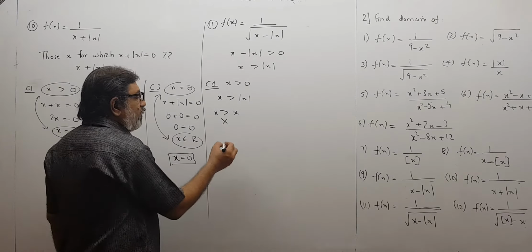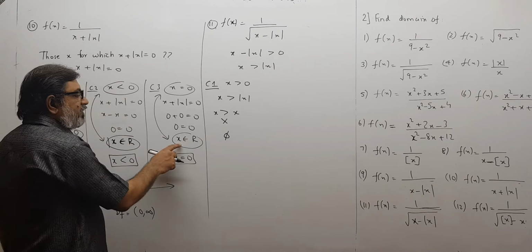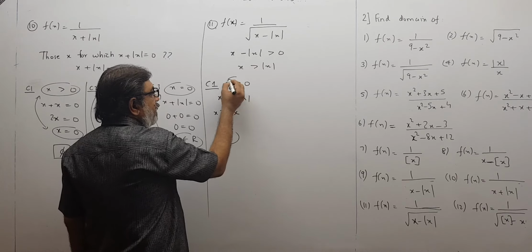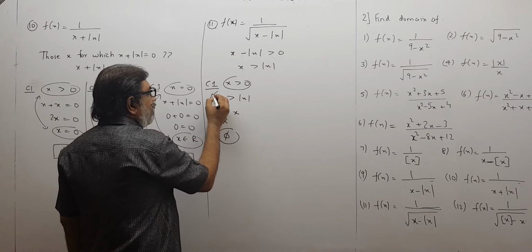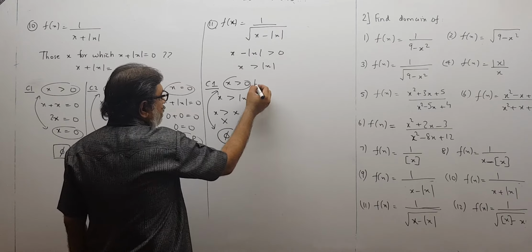When you reach a wrong conclusion, the answer will be null set. When you reach a correct conclusion, the answer will be x belongs to R. Think like this. So this is my answer and this was my precondition. Now the intersection of these two will be what? Null set. So this answer, null set, I get from case 1.